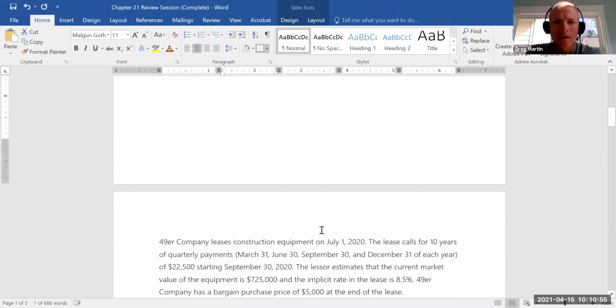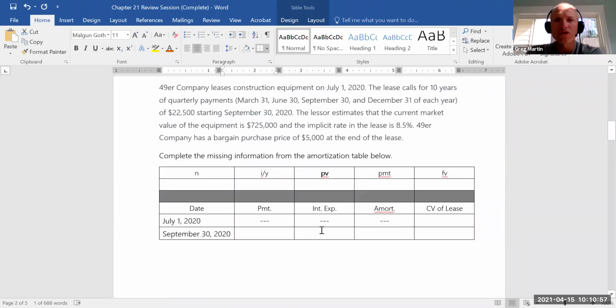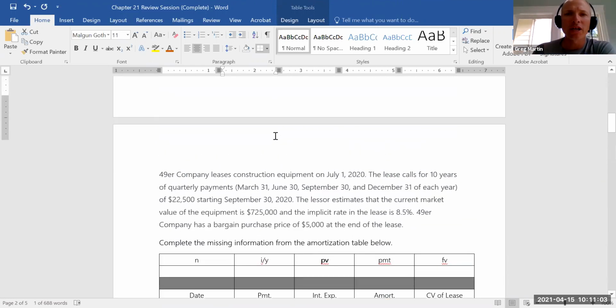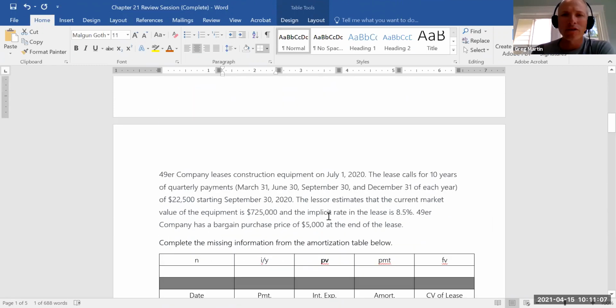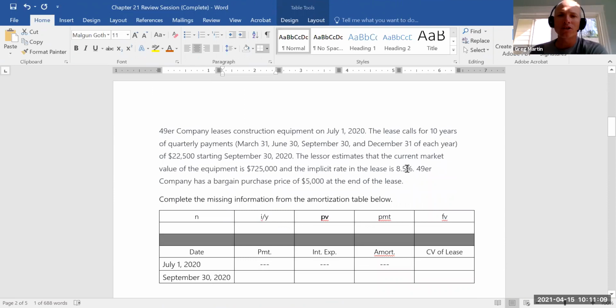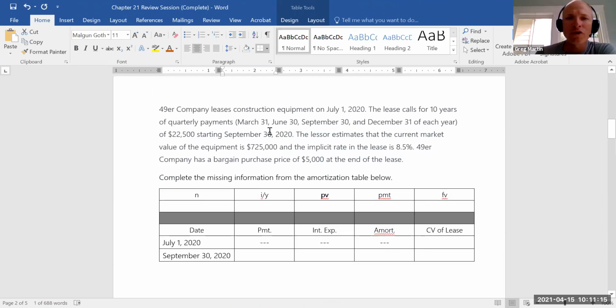All right. So this next one is similar in structure. It's a little bit different in that instead of having you calculate an implicit rate and go from there, the payments are the same. I just give you a different rate to create a slightly different problem. Essentially what we have here is a two-stepper. The first step is to calculate the present value. The second step is to take that information and start to fill out an amortization table.